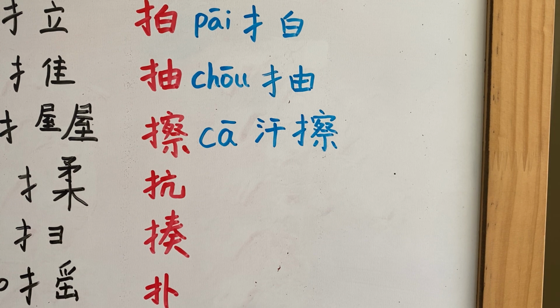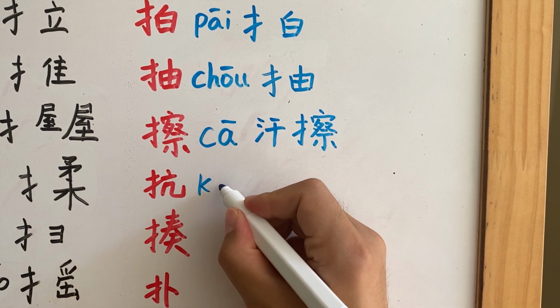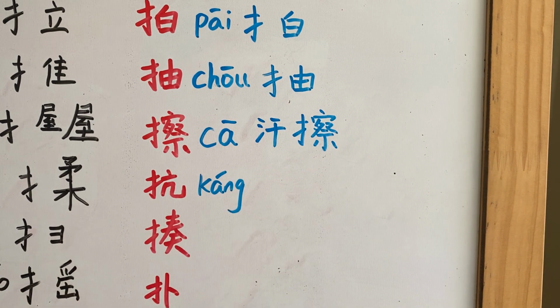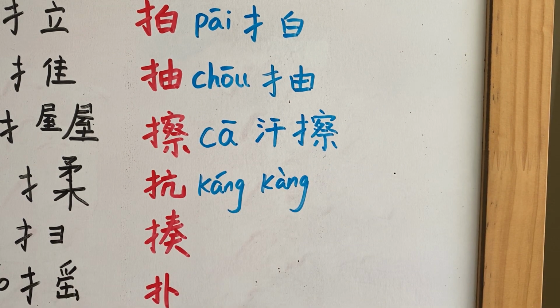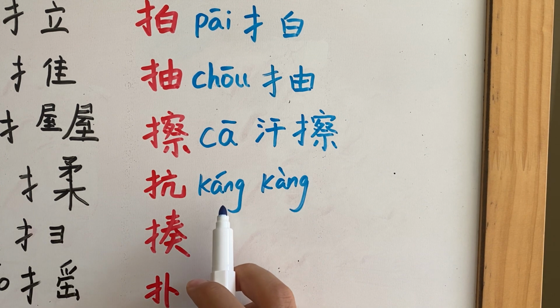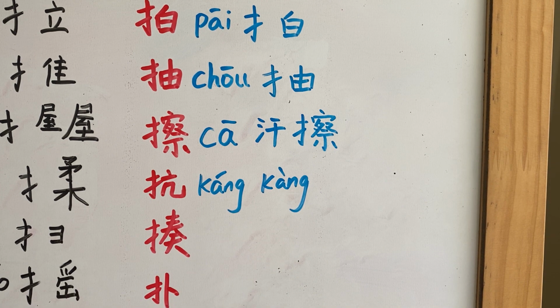擦. Next one, 扛 or 抗. It has two pronunciations. The first one, 扛, gāng. It means you use your shoulders to bear something. Put some burden on your shoulder. That is 扛. 抗, 抵抗, to resist. If this one is the fourth tone, it means to resist. And the 扛, it means to have the burden on your shoulders.